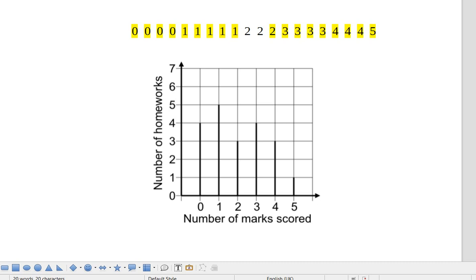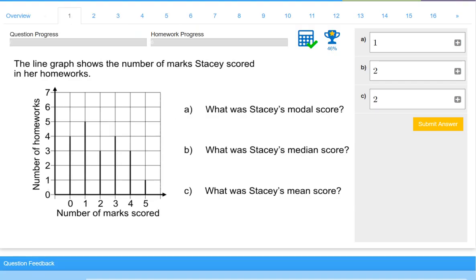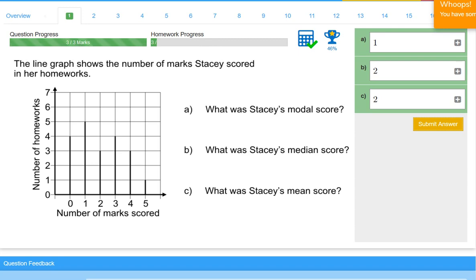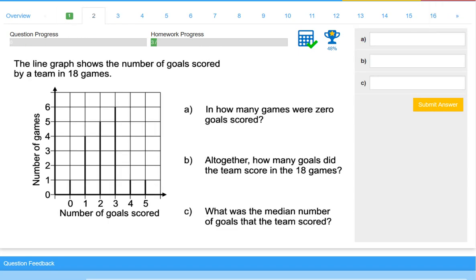Let's stick that into MathsWatch and hit submit answer. And there is our first correct. Going on to question 2. So very, very similar. We're going to do exactly the same thing. There's 18 games. We're going to write them out and then from that work out our averages and our totals.